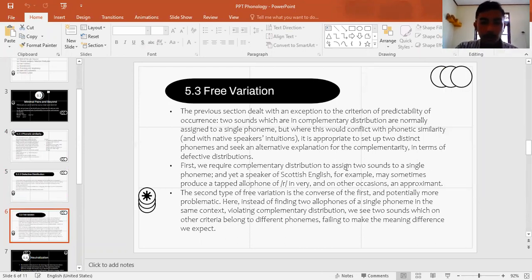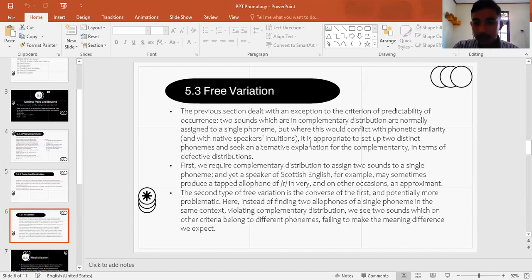Okay, the next material, free variation. The previous section dealt with exceptions to the criterion of predictability of occurrence, where sounds which are in complementary distribution are normally assigned to a single phoneme, but where this would conflict with phonetic similarity and with native speaker intuition.